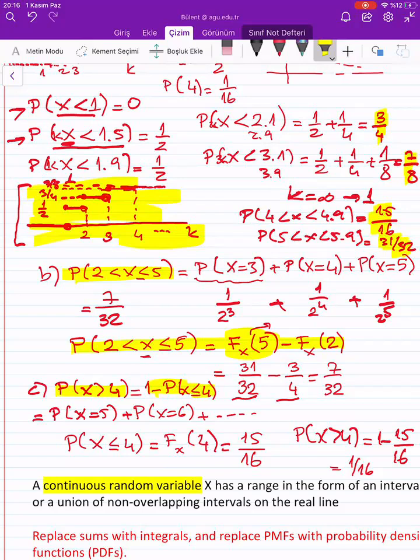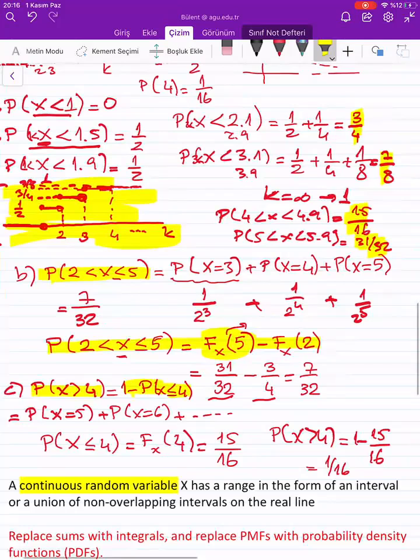Now, in the next video, I will be focusing on continuous random variables, and how to find the probability distributions, how to find CDF functions, and so on.